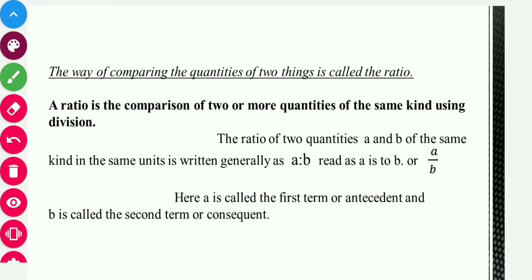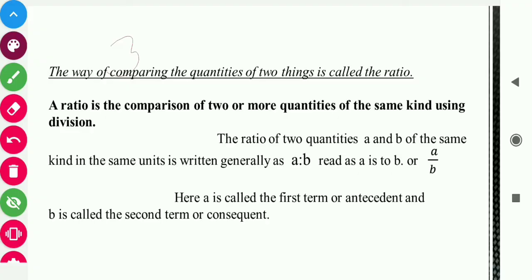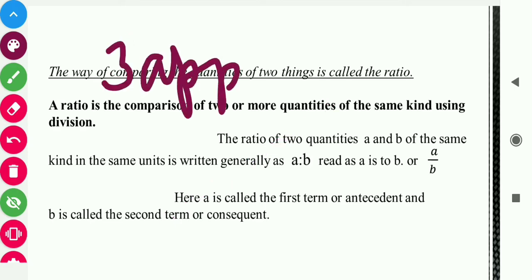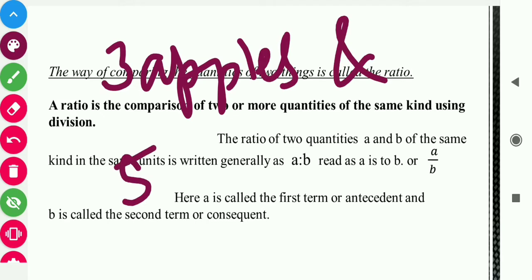So a ratio is a comparison of two or more quantities of the same kind using division. And here we are going to perform this way of comparing quantities of two things by using division. Like suppose we are having 3 apples and 5 mangoes.